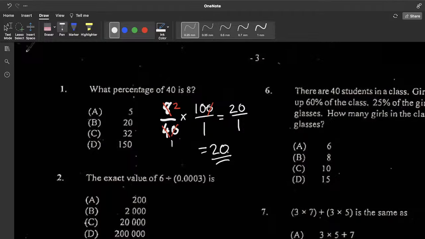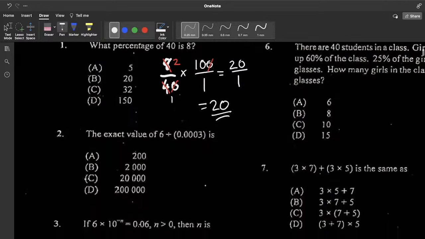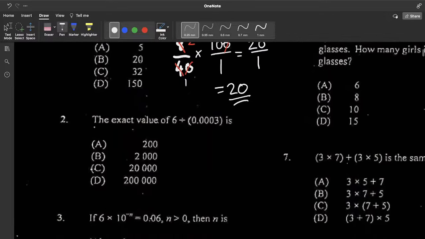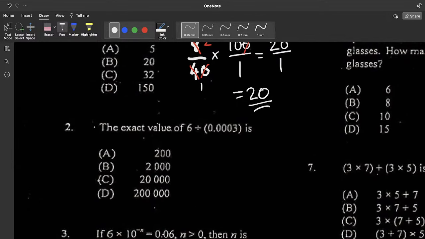All right, so the next question that we'll look at now. The next question is the exact value of 6 divided by 0.0003. So in order to do this, what we need to do is work out these numbers as whole numbers so we could divide, because remember we can't use a calculator for this exam. So if you look at this here, this says 0.0003.